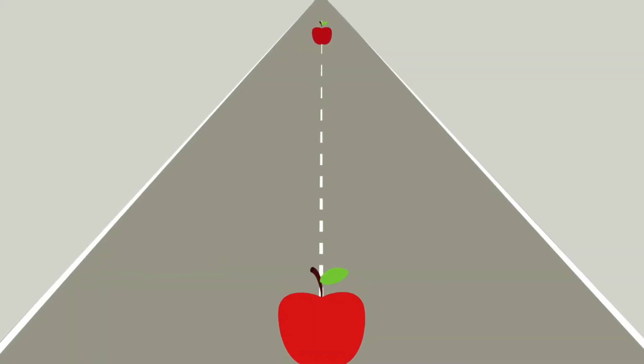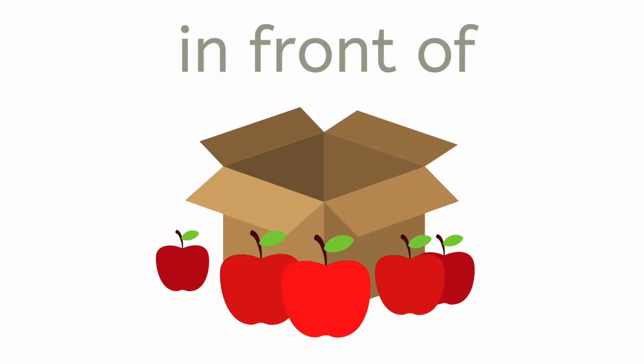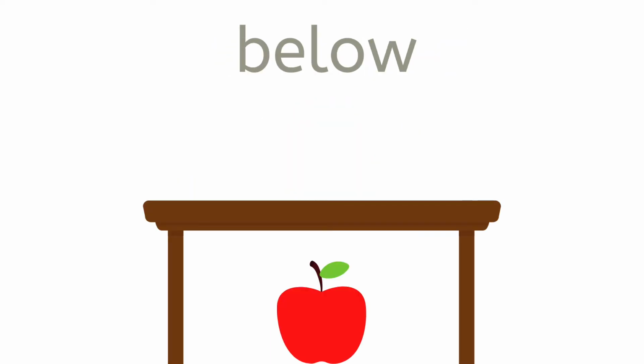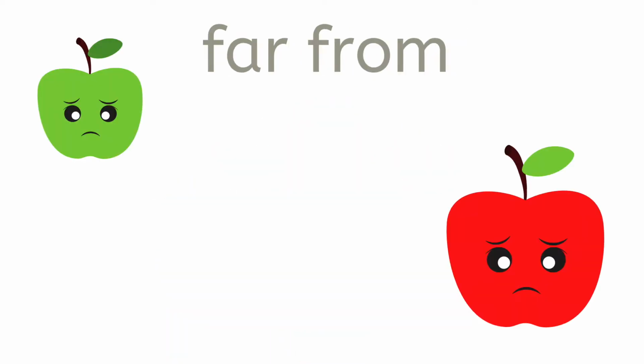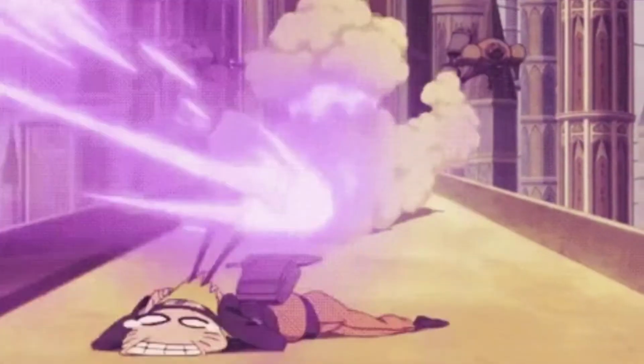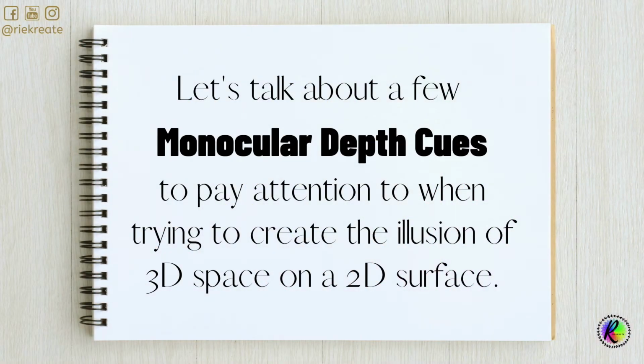Distance refers to the amount of space between objects. Objects can lie in front of, behind, on top of, below, near to, and far from other objects. The ability to recognize these spatial relationships is known as depth perception. Let's talk about a few monocular depth cues to pay attention to when trying to create the illusion of three-dimensional space on a two-dimensional surface.